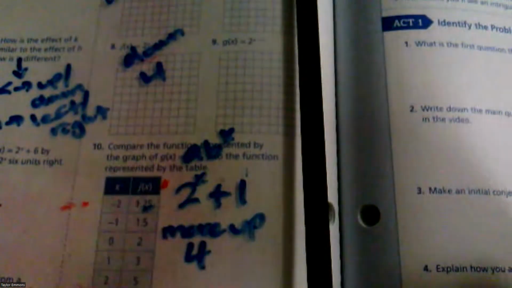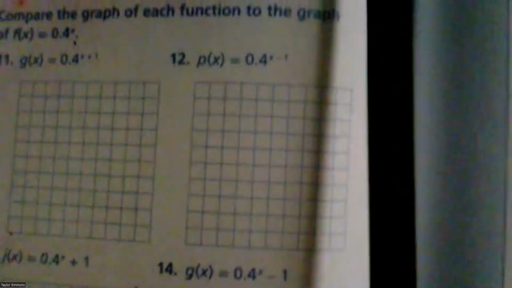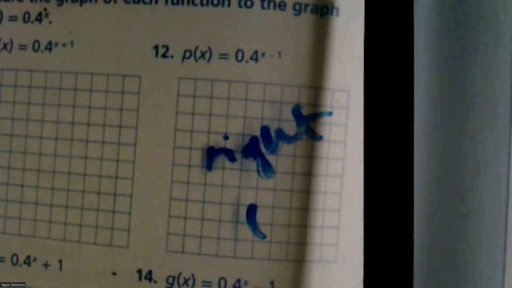Okay. All right. On number 12, what do you see? It goes to the right one. Good. What about 14? It goes down 1. Okay. So 12, we're going to the right one. 14 goes down 1. Questions on that? We okay? Okay. Mastery check over this stuff tomorrow.